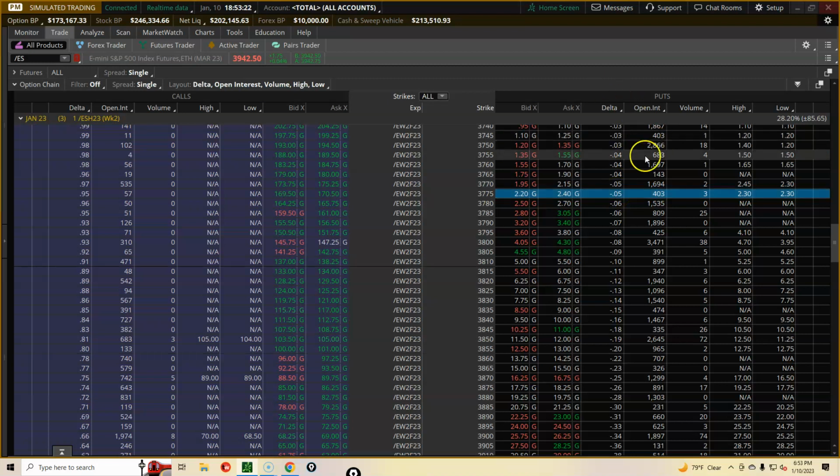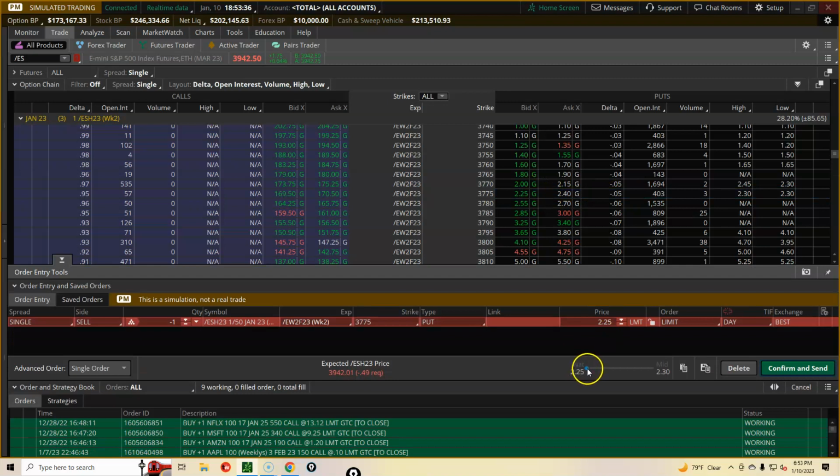If we were to have probability of expiring in the money right next to it, it's probably not going to say 5%. Maybe it will, I don't know, but it's close enough. Close enough for paper trading. So I'm just going to put it at the mid. I'm going to put this all good till canceled.